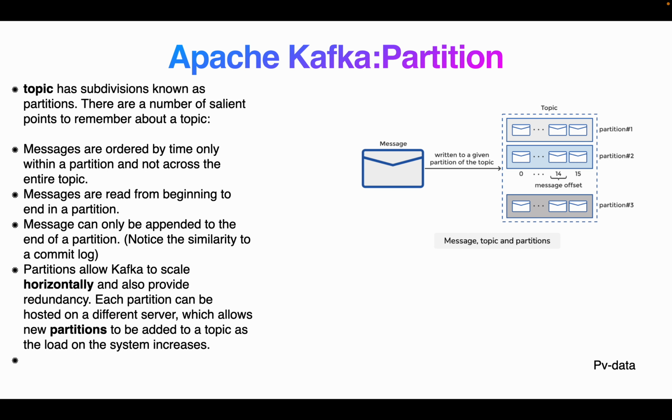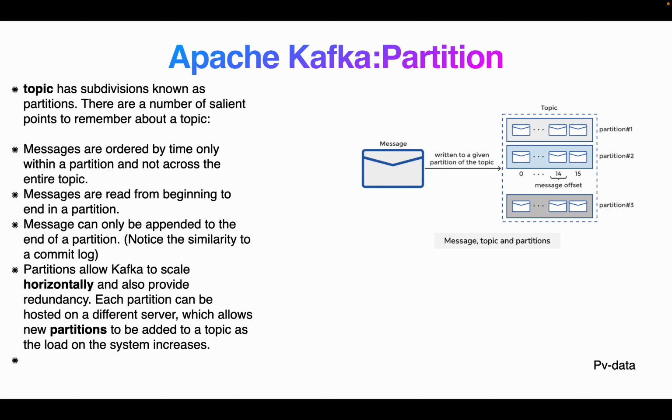The next part is the partition. The partition is a very important part of the big data ecosystem. A partition is nothing but horizontal scaling. A topic has a subdivision known as a partition. There are a number of salient points to remember about a topic. Messages are ordered by time only within the partition, not across all partitions. Messages are read from the beginning to the end of a partition.